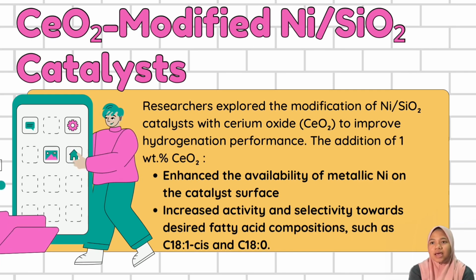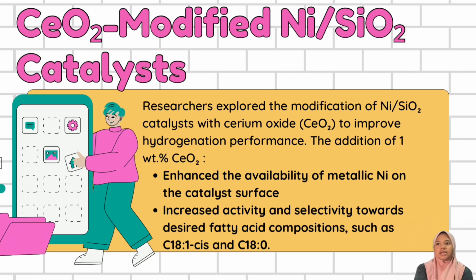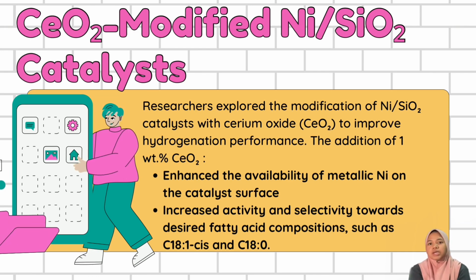The second one is the modified nickel silicon dioxide catalyst. With a small addition of cerium dioxide, it can further improve hydrogenation by increasing activity and favoring cis monounsaturated fatty acids. Cerium oxide acts as a promoter, enhancing the electronic interaction and dispersion of nickel.